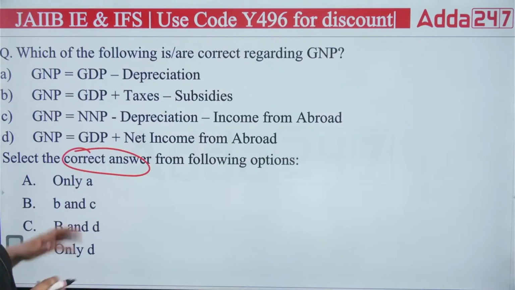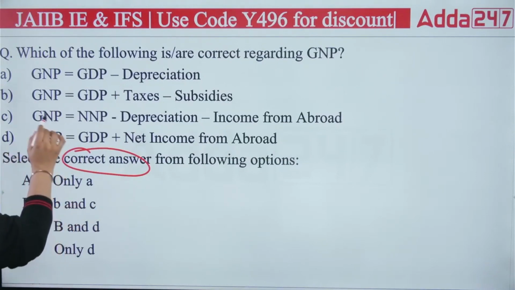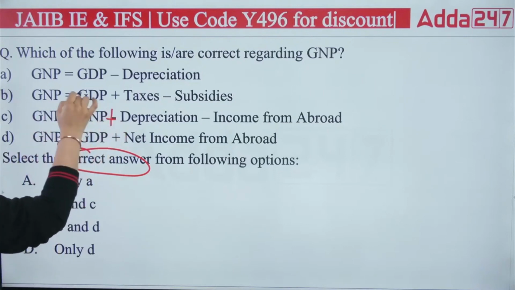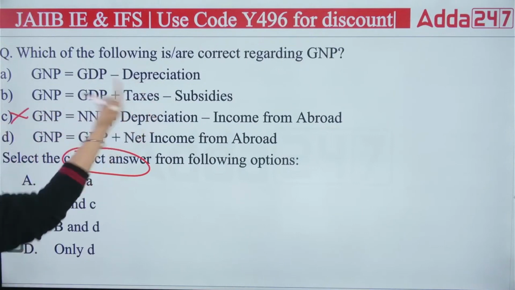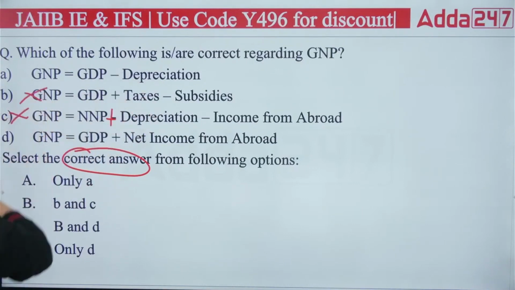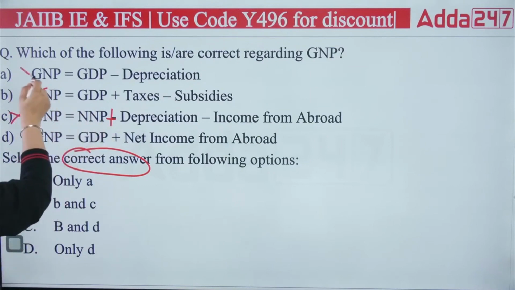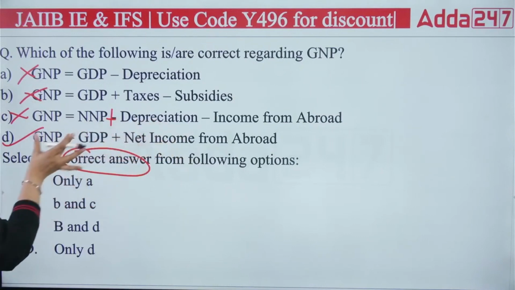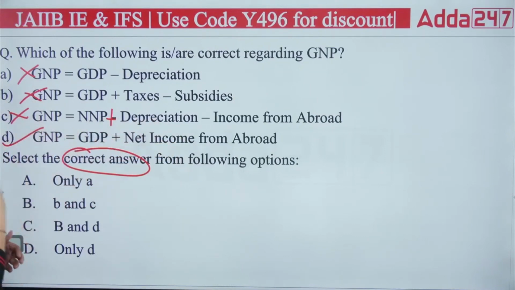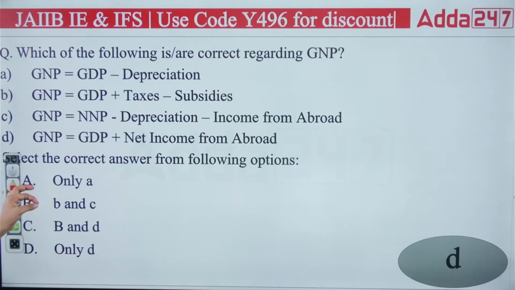So, you can eliminate the option directly, the C one, because gross will be calculated by adding depreciation. C is wrong. GNP equals GDP plus taxes minus subsidies, not correct. GNP equals GDP minus depreciation, not correct. But the D option is correct. GDP plus net income from abroad, when you add them, you will get the GNP here. So, the right answer will be only D. First, second, third are wrong, but the D statement is correct. That defines perfectly the GNP and GDP calculation. So, the right answer will be only D.